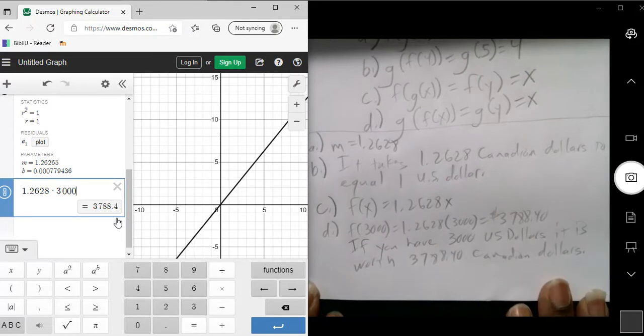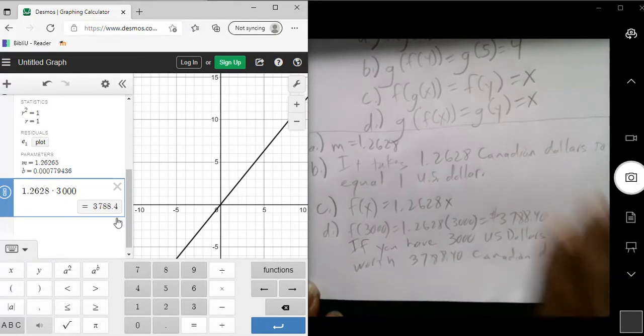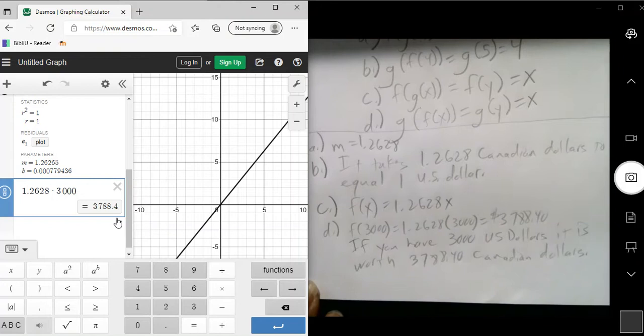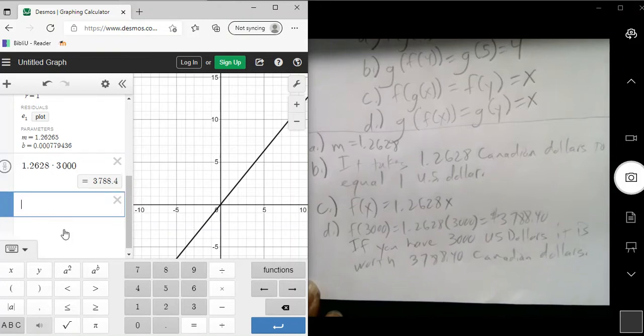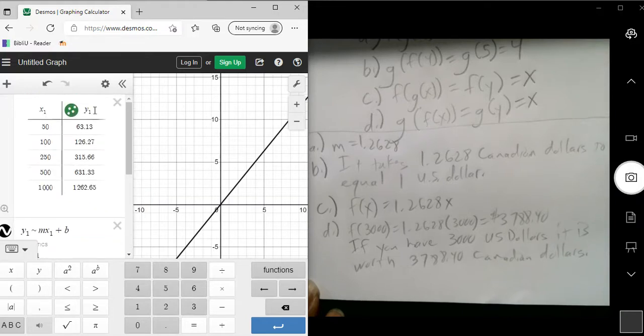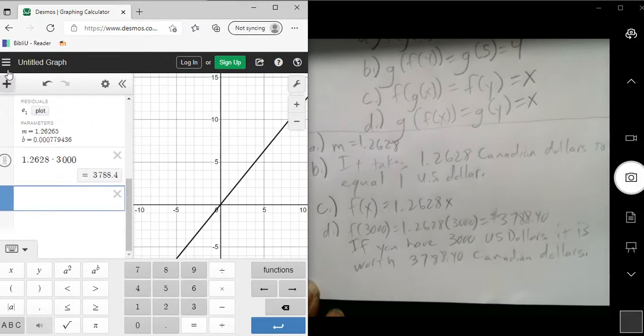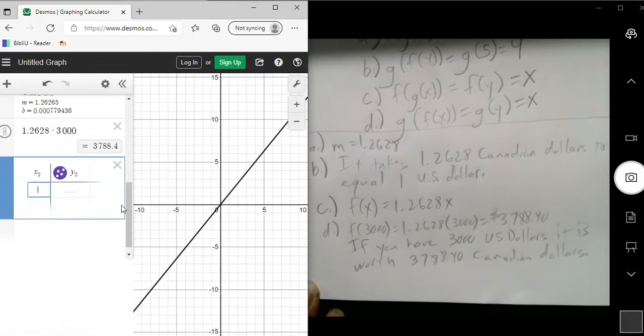Okay, so now this took care of the f portion of the problem. Now we're going to get into the g portion. The g portion, as far as I could tell, is just basically the inverse. We're going to make the Canadian dollars the input, and then the US dollars the output. So basically, we're turning this around where y becomes x and x becomes y. So we're going to do another table.